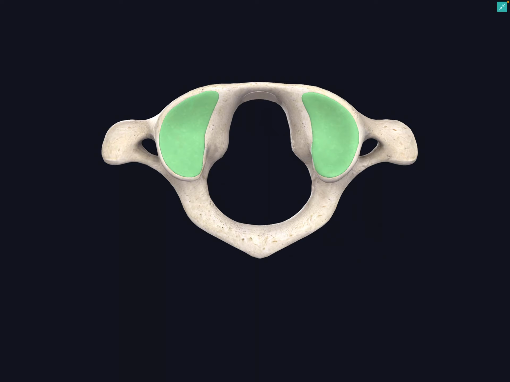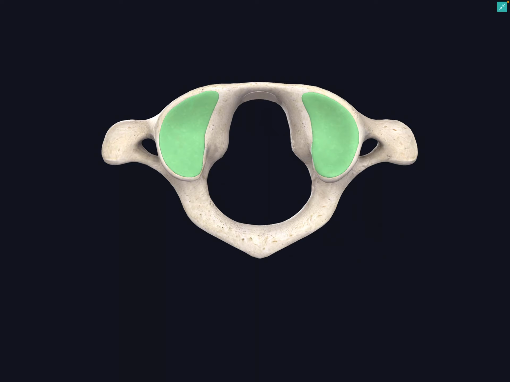Now, the lateral masses, we're looking down here on the superior aspect of C1. The lateral masses sit between the anterior and the posterior arches. And you can see in green, each of them has this kidney-shaped superior articular facet, which will articulate with the condyles of the occipital bone of the skull.